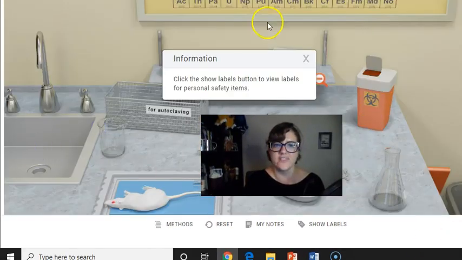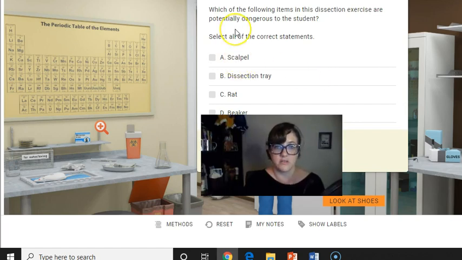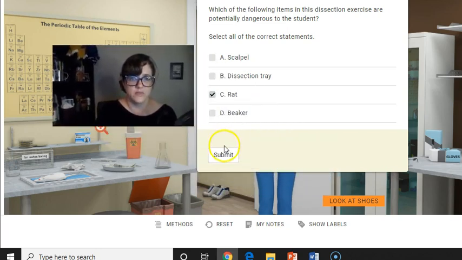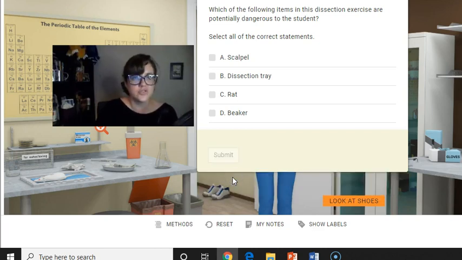If we go over here, you don't necessarily have to know what all these things are, but if it looks like something that's probably dangerous, it's probably something you need to protect yourself from. If you don't get it right, let's say, which one of the following is dangerous? I think it's the rat, and I decide that's my answer. Oh no, it's not the complete answer, but it is part of the answer. So it lets you do it again until you get it correct.